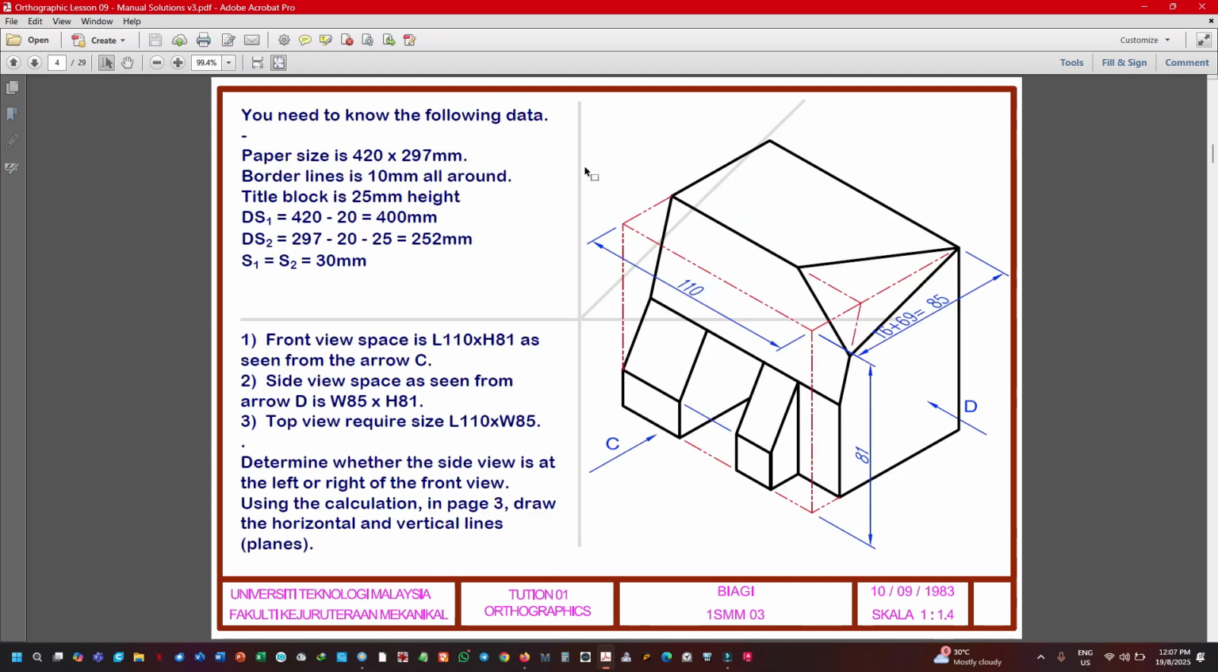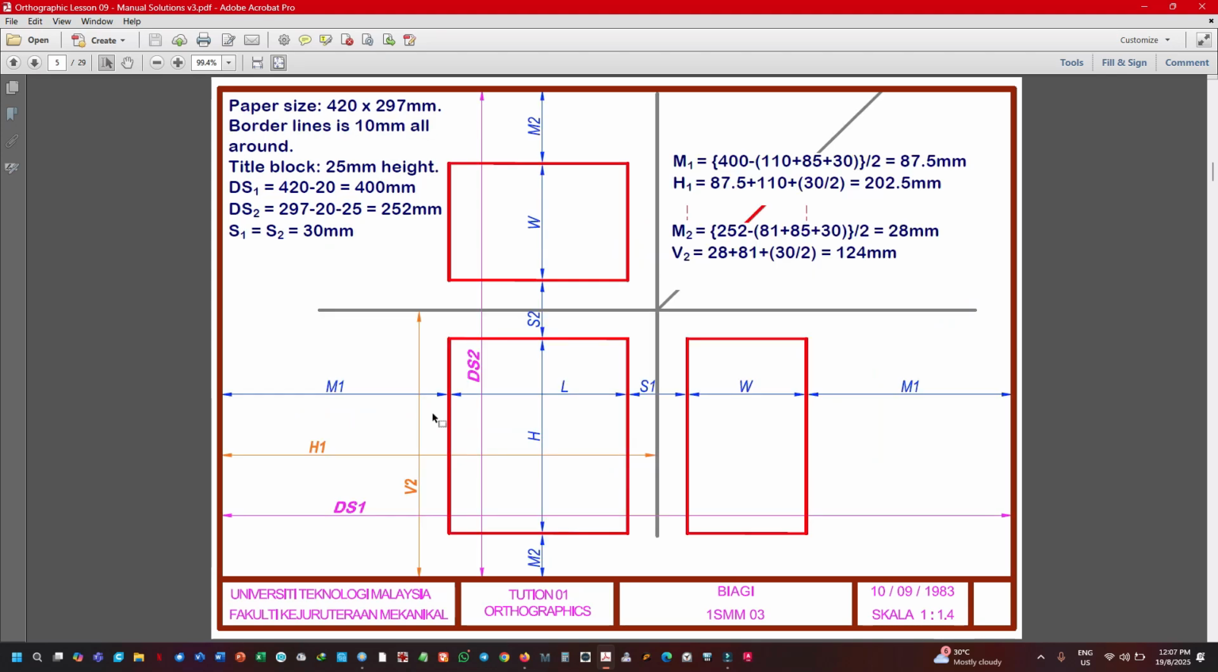Before you can do the equation just now, you must know all these basic data: paper size, borderline which is 10 millimeter, title block 25 millimeter, then you have DS1, DS2, S1, S2. Then you need to find out the front view space. The front view space is 110 by 81, correct? The side view is 81 by 85, and the plan view is 110 by 85. So based on this, do your planes.